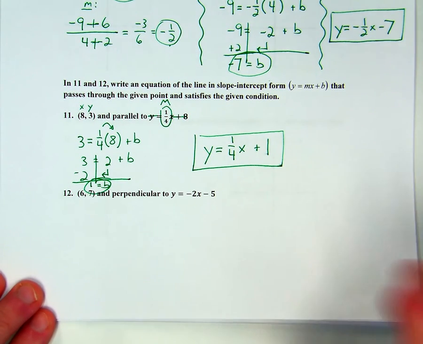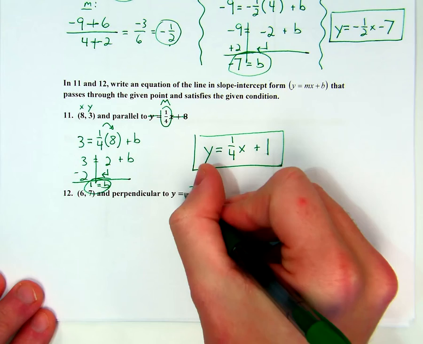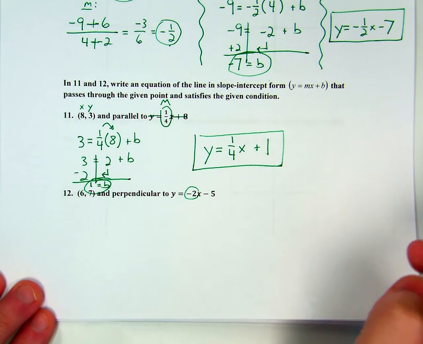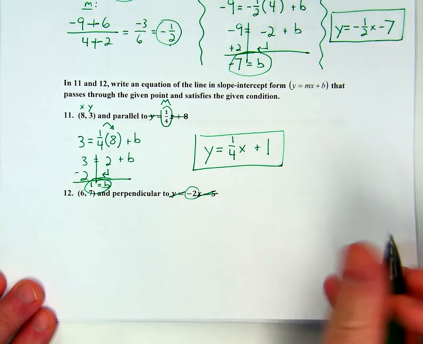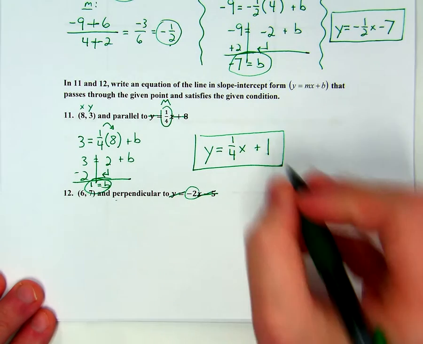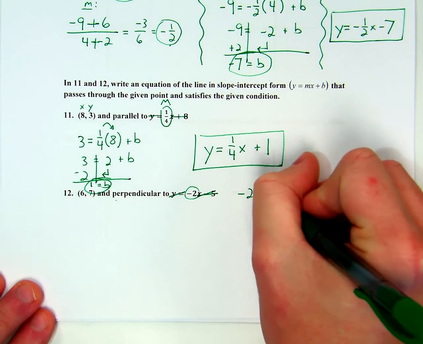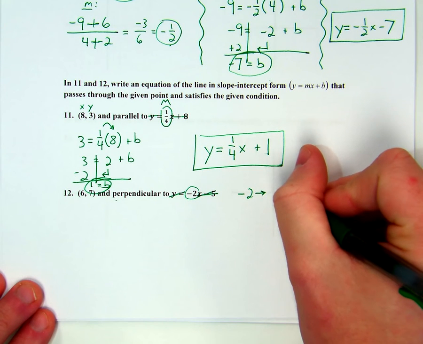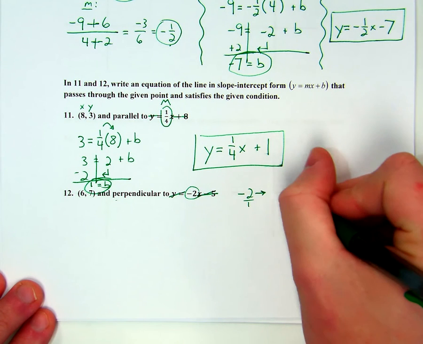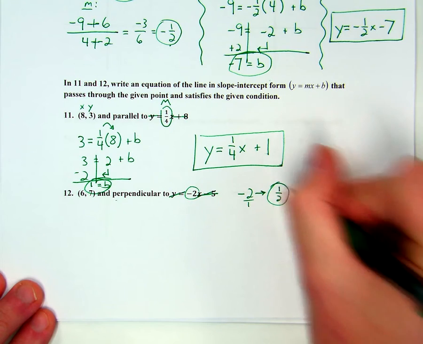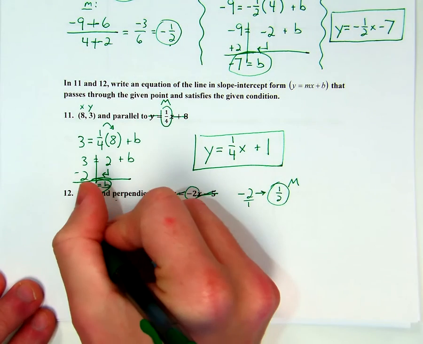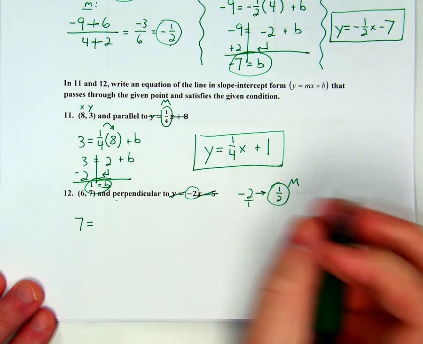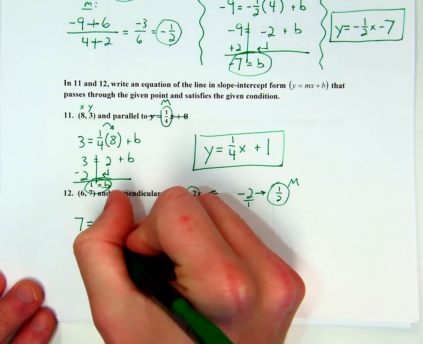Number 12 also gives us an x and a y. This time the slope of the line given to us is -2. So because we're talking about a perpendicular line, we need the opposite reciprocal of -2. We know that it'll be positive, and instead of 2 over 1, it will be 1 over 2. So we're going to use a slope of 1 over 2. And then follow the same steps.